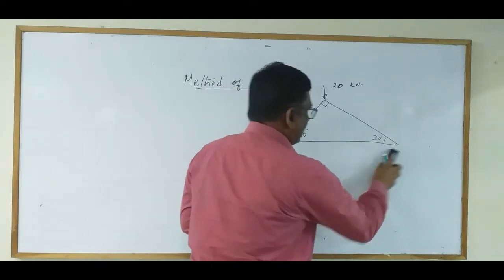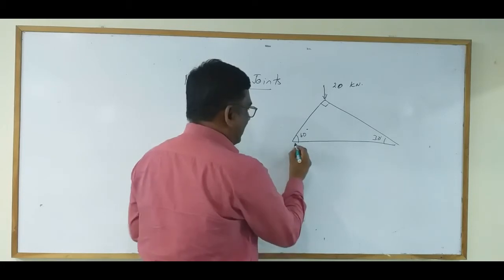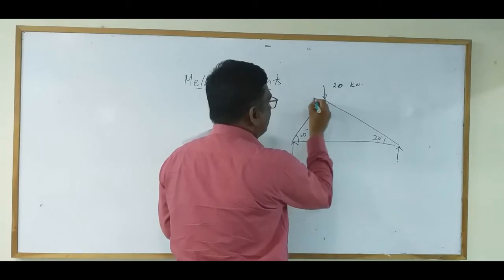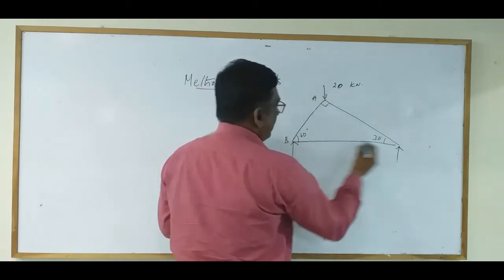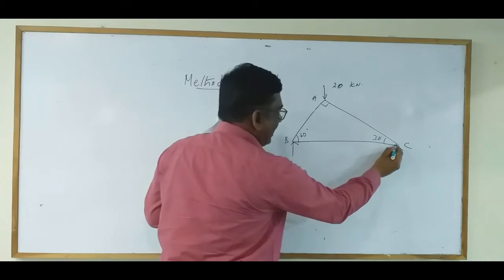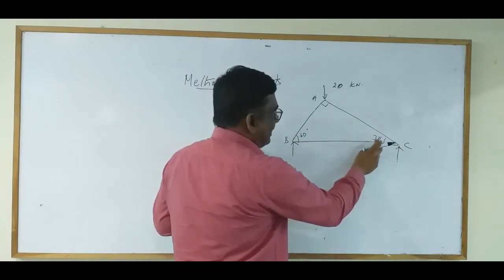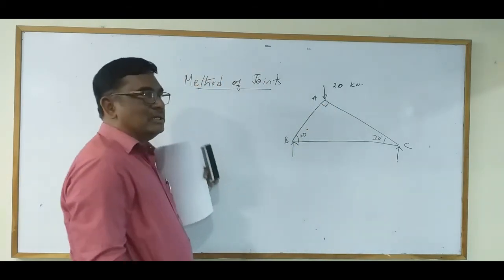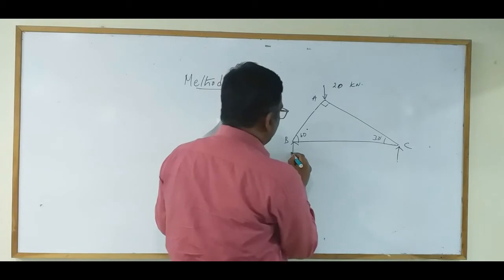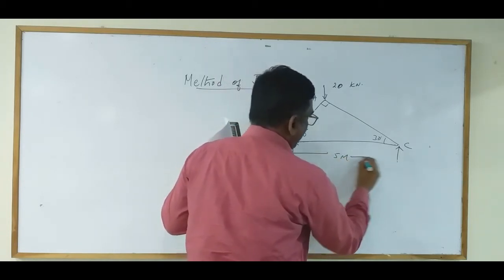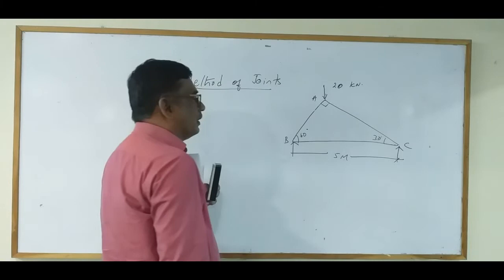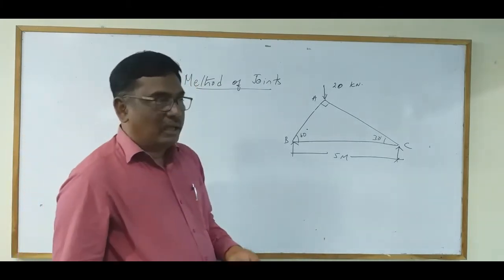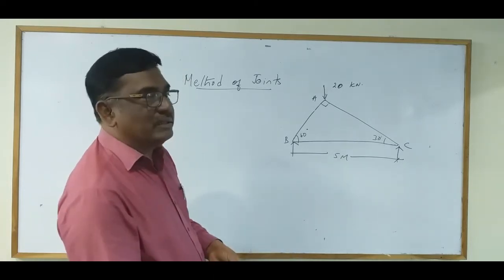So this is one support. Mark the support like this, and name the truss A, B, and C. This is a triangular truss, and here this angle is 30 and this angle is 60. So this must be 90, since the internal angles of a triangle add up to 180. This distance is given as 5 meter in the problem. So this is the configuration of the truss, and we have to find out the forces in the members.